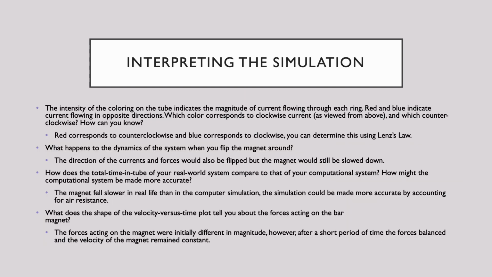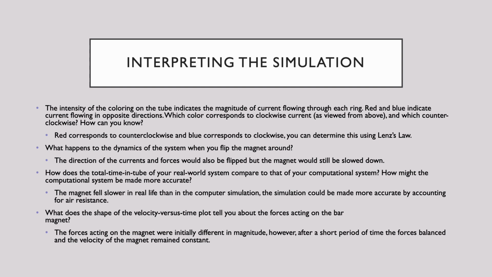So interpreting the simulation, which color represents the clockwise current and which color represents the counterclockwise current as viewed from above? Well, using Lenz's law, you can determine that red corresponds to the counterclockwise, and the blue corresponds to the clockwise in this simulation. And what happens to the dynamics of the system if you flip the magnet around? Well, the direction of the currents and forces would also be flipped, but the magnet would still be slowed down, and the net force would stay the same after.